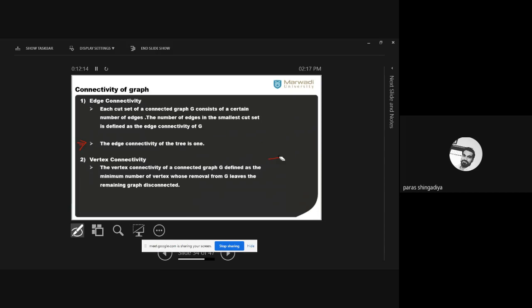Now let's change the graph here. Consider the square, 4 vertices with some edges.